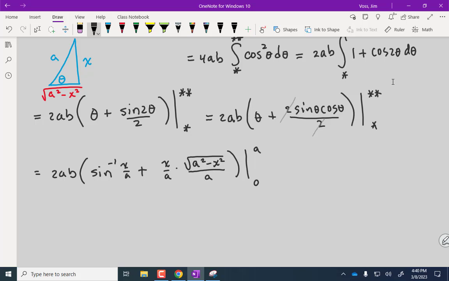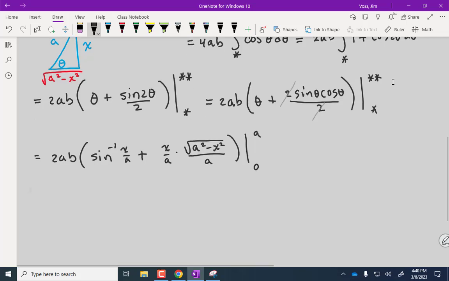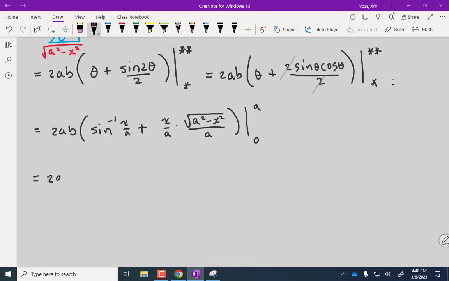And what happens when we plug in a? Inverse sine of 1. What's a? Oh, a is just that limit of integration. The angle that has a sine value of 1 is 90 degrees, pi over 2. Plug in x equals a here, and we get 0. Now we subtract off the antiderivative at 0.